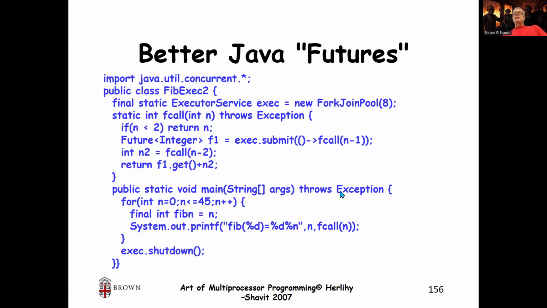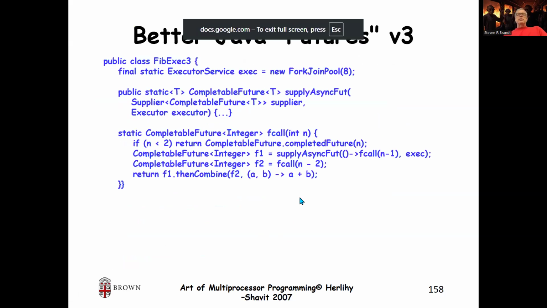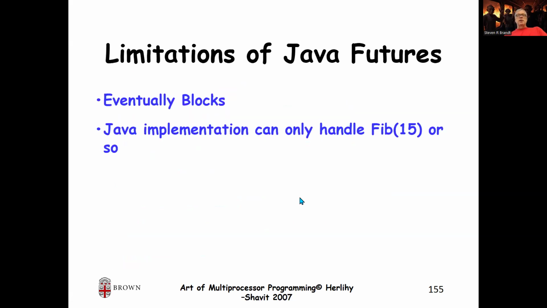And then I have a main method, which I run from 0 to 45, and it attempts to compute the Fibonacci numbers. And then when I'm done with that, I shut down my executor service. So that looks great, but eventually it blocks. In fact, it only gets up to Fibonacci 15 or so, because every time I call that block, I wind up blocking another worker in my queue. And after about Fib 15, it just stops working. At least when I first ran this, it did.